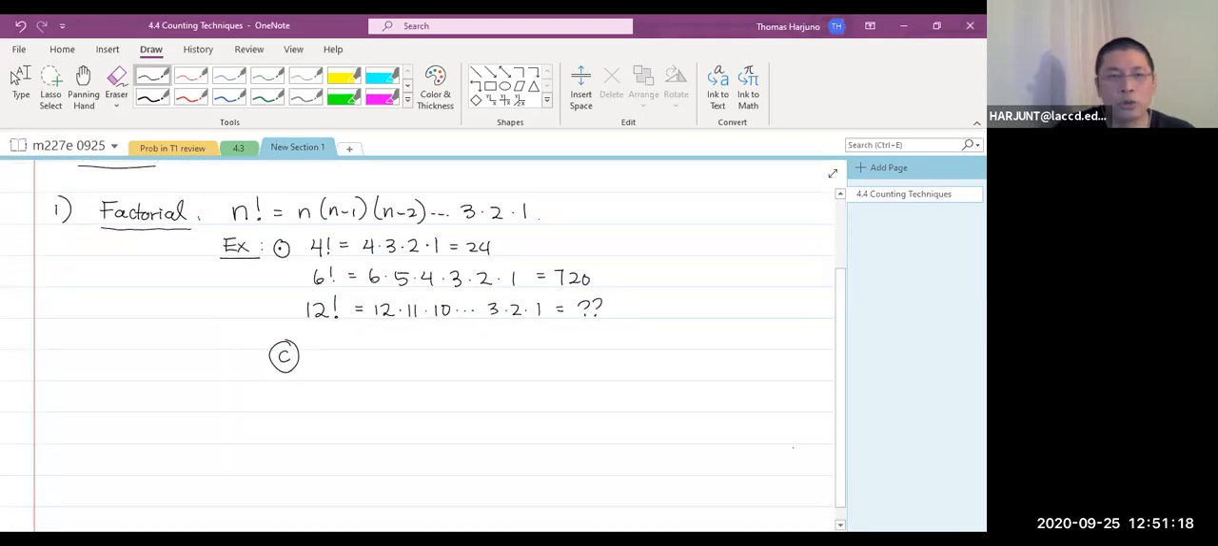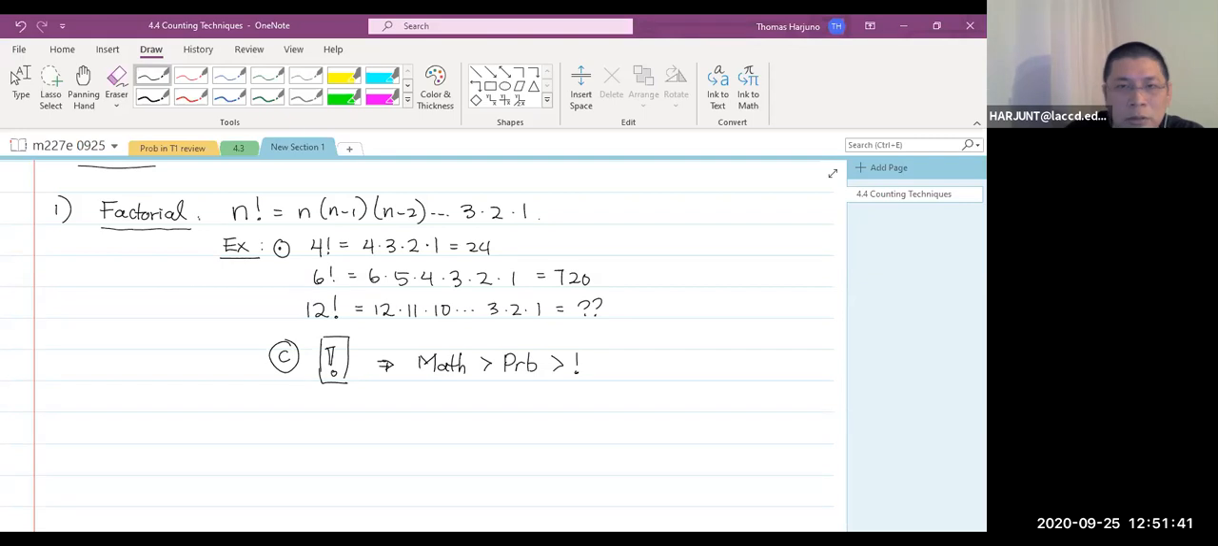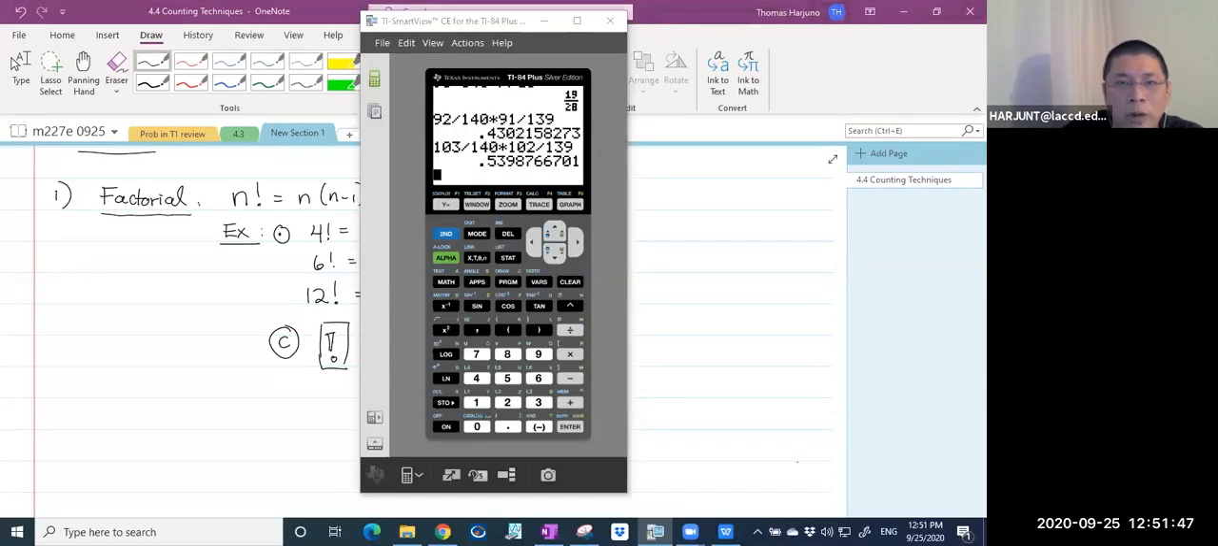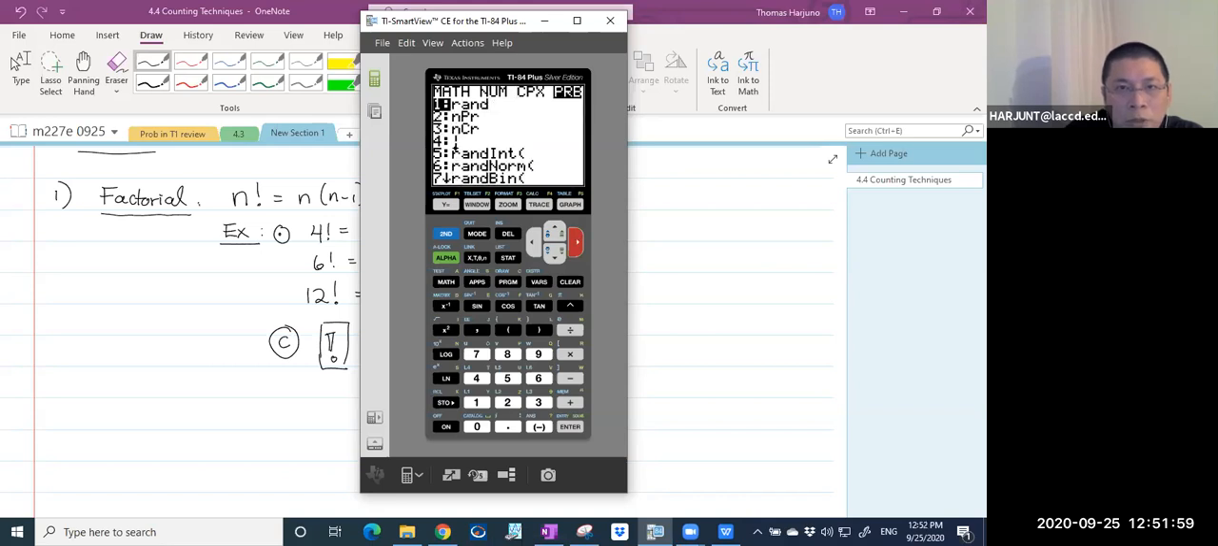And the way you use your calculator will be as the following. The factorial notation can be seen at math, PRB, and there's an exclamation mark. On our calculator, it's actually located here. You go to math, move the cursor. You see up here, it's math, right? And then you move the cursor to PRB. Now the 4th option is the exclamation mark.